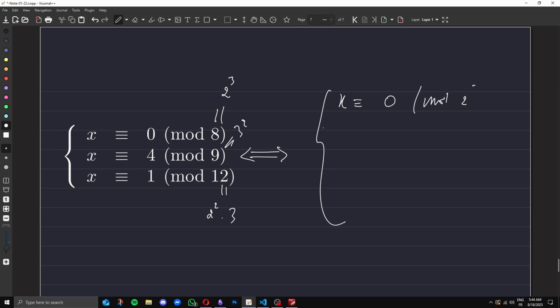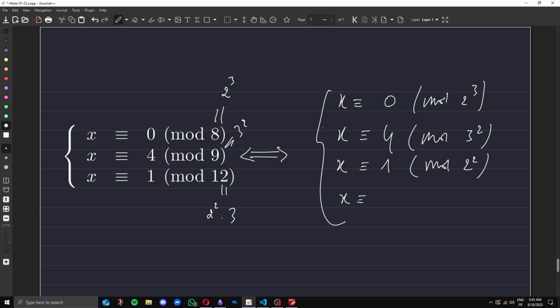Modulo 2 to the 3. I like this instead of 8 for more clarity. And x congruent to 4 modulo 3 squared. And now 12 is going to give us 2 congruencies here. So 1, always the same remainder, modulo 2 squared and modulo 3. Okay. Now that was the first step.